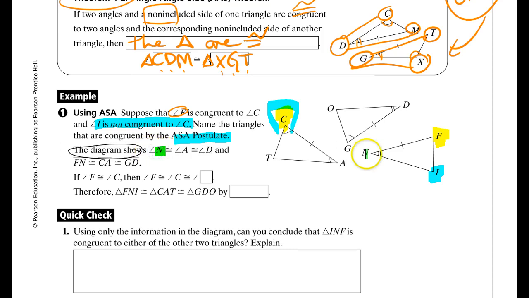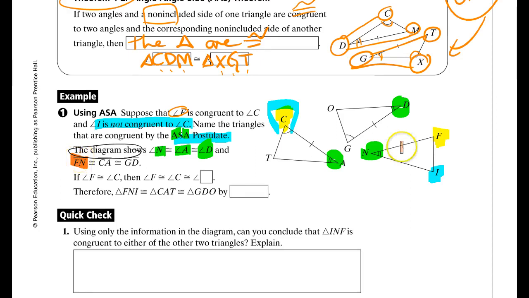N is congruent to A and is also congruent to D. So we've got 3 triangles here, and they're telling me that we need to name the ones that are congruent by ASA. So we're looking for angle first, then a side, then an angle. Now, we also know something about some segments, so let's mark up this whole diagram before we even really tackle this problem.